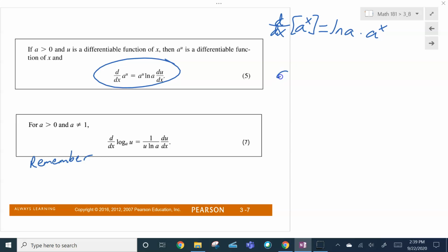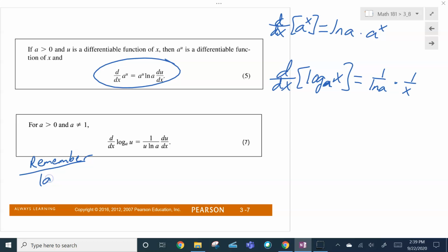so the rule we're trying to come up with is the derivative of log base a, and I'm going to use x here. Log base a of x. According to the rule, I'm going to write this another way. This is 1 over ln of a times 1 over x. Now, the reason is, remember, log base a of, I'm going to call it x, is the same as the ln of x over the ln of a, right?